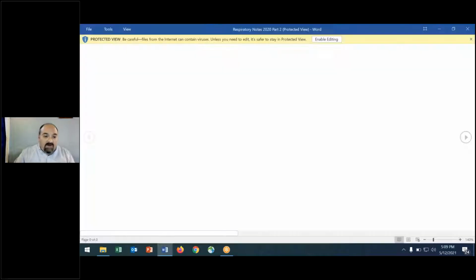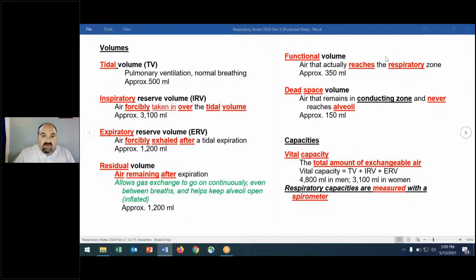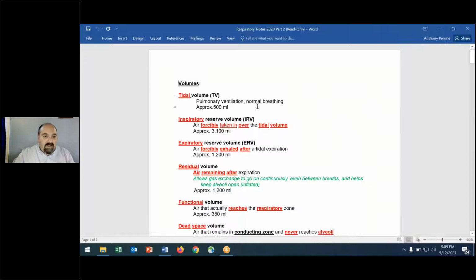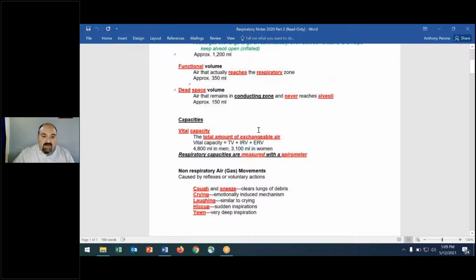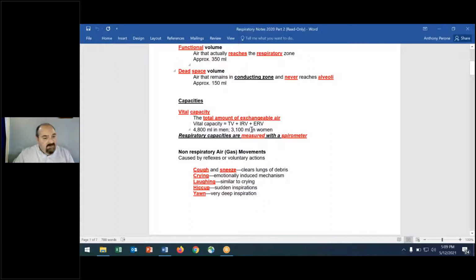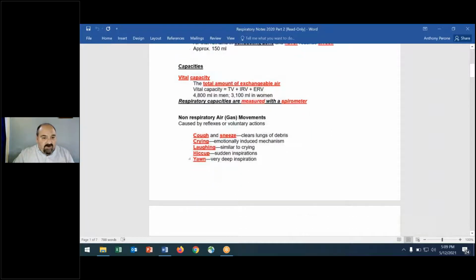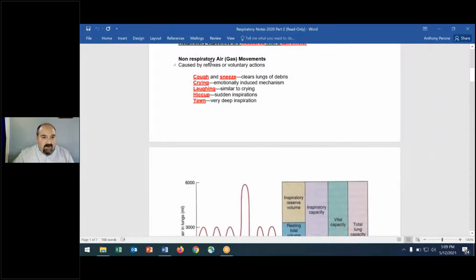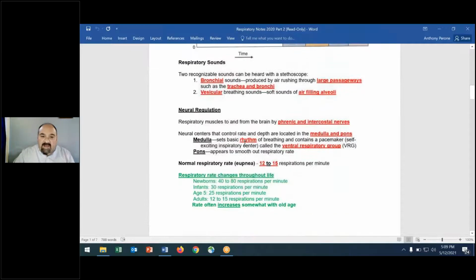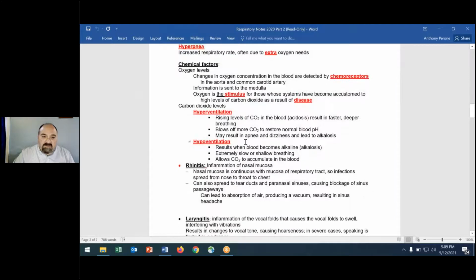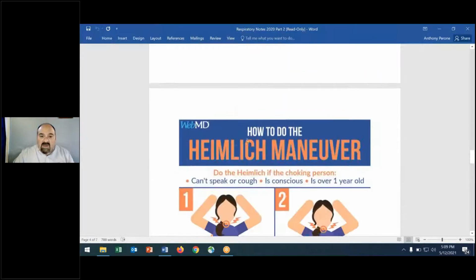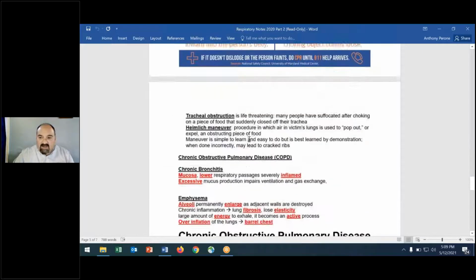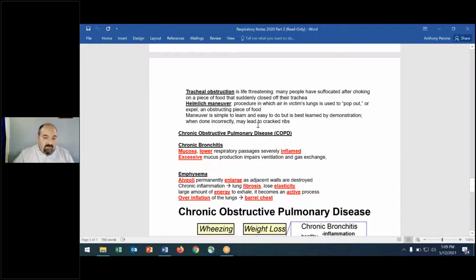And with part 2 of the respiratory notes, you'll see there is some discussion regarding the volumes and the capacities and how the capacities are comprised of the volumes. We have terminology regarding non-respiratory air movements, gas movements, as well as what's taking place as far as pathology is concerned. And always a review of pathology and understanding of what's going on with the system is very important, okay?